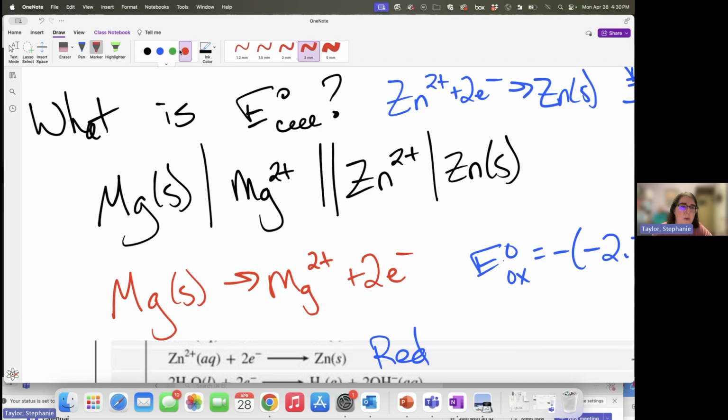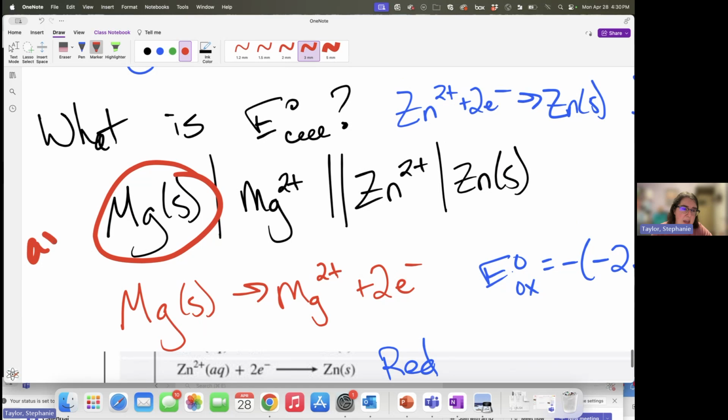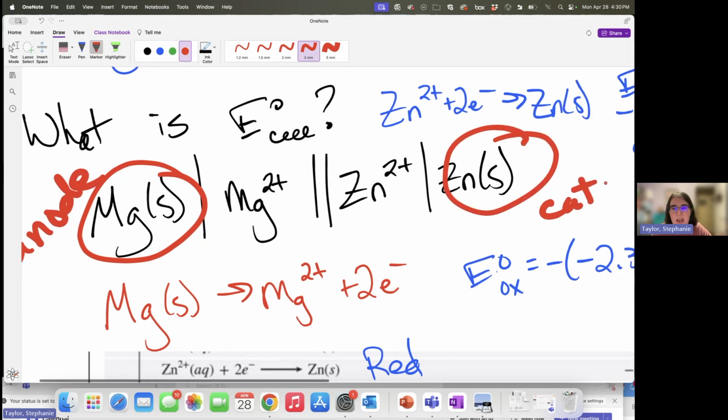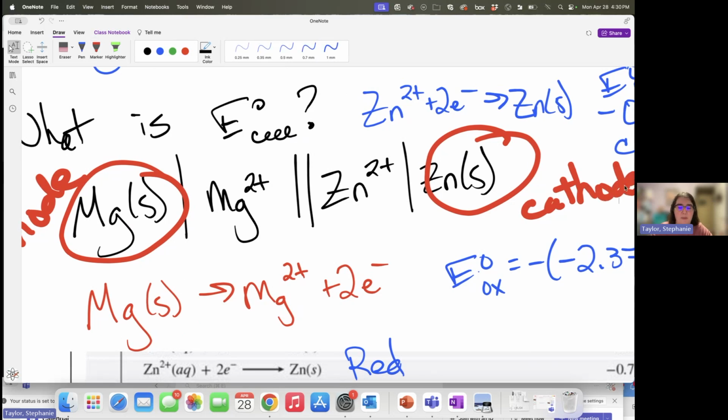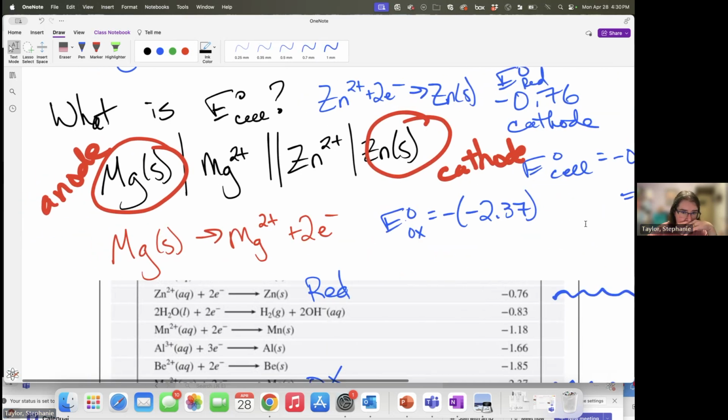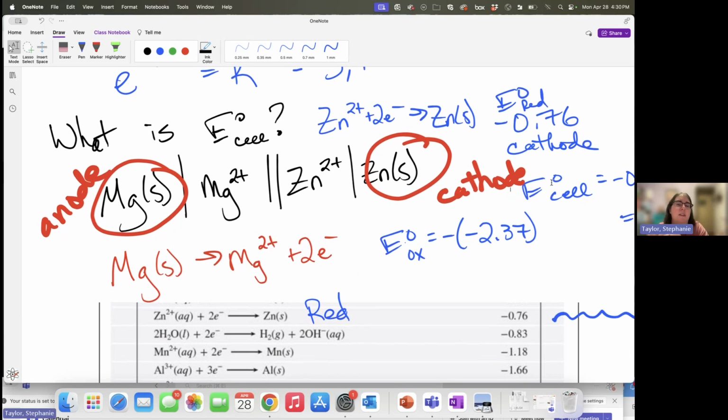Whatever is furthest on the left is going to be my anode. Whatever is farthest on the right has to be my cathode. So when I'm talking about standard cell notation, I can look at a glance and should be able to see solids on those edges, an anode on one and a cathode on the other. Your cell line notation is the time where you actually see your anode on the left and your cathode on the right.